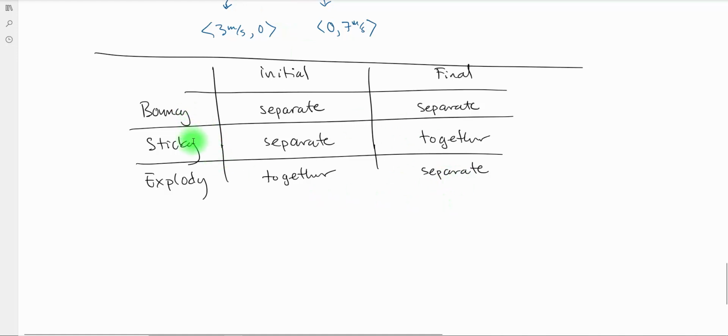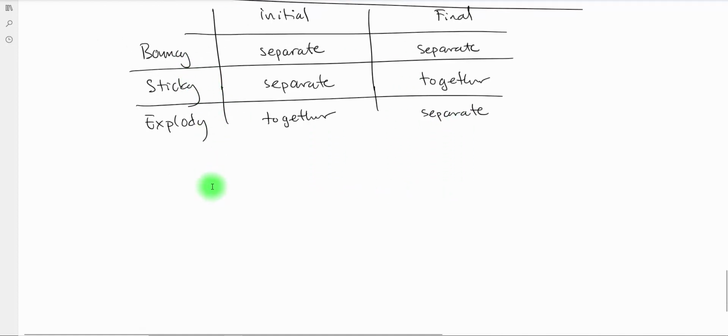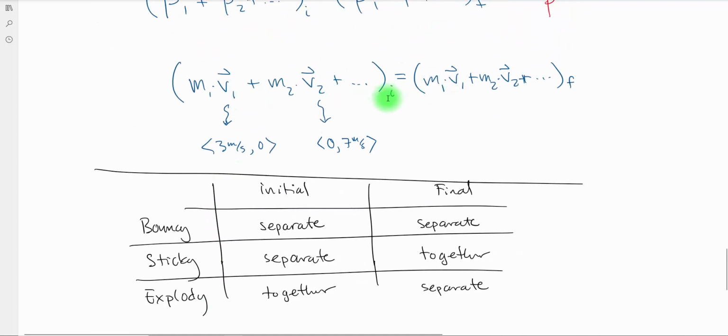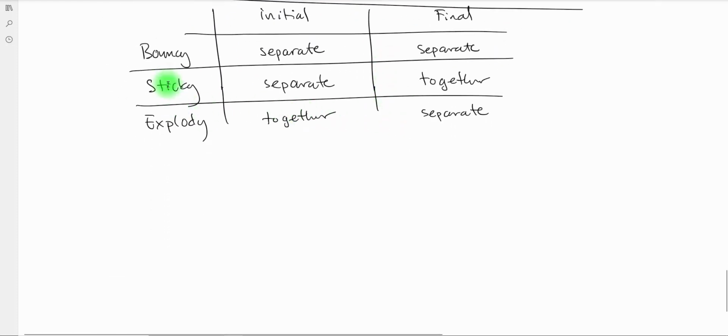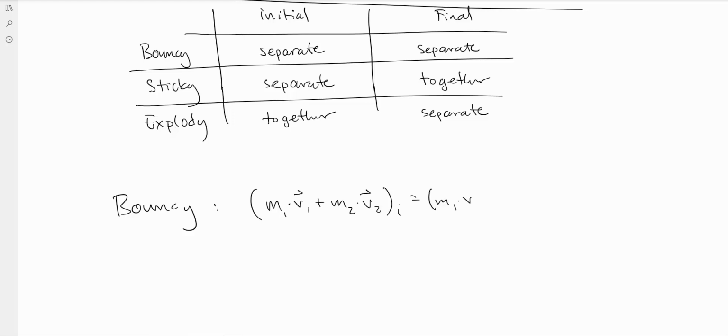So that's why I like the terms bouncy, sticky, and explodey. They're very descriptive. If we take this big formula and just treat it with two particles, we can write equations for bouncy, sticky, and explodey that are pretty simple to follow. So for bouncy, we would have the equation m1 times v1 plus m2 times v2 initial equals m1 times v1 plus m2 times v2 final.